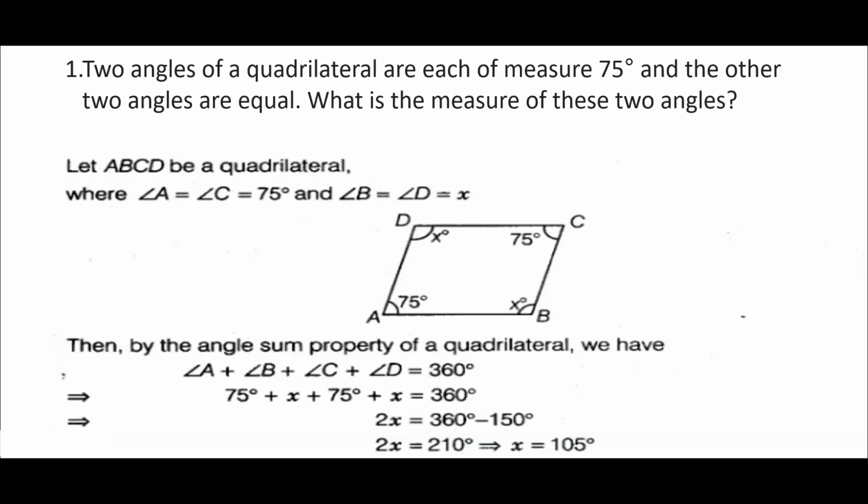Let ABCD be a quadrilateral where angle A equals angle C is given as 75 degrees each. And the other two angles, which are angle B and angle D, are not given to us, so we assume them to be x degrees each. Then, by the angle sum property of quadrilateral, we have angle A plus angle B plus angle C plus angle D equals 360 degrees. Now, substituting for the angles A, B, C and D, we get this equation as 75 plus x plus 75 plus x equals 360 degrees, or in other words, 2x equals 360 minus 150, or x is equal to 210 divided by 2, which will be 105 degrees. So each of the other two angles is of measure 105 degrees.